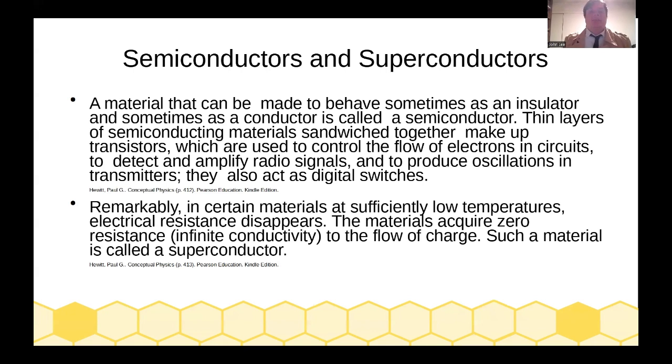A material can be made to behave sometimes as an insulator and sometimes as a conductor. This is called a semiconductor. Thin layers of semiconducting materials sandwiched together make up transistors, which are used to control the flow of electrons in circuits, to detect and amplify radio signals, and to produce oscillation in transmitters. They also act as digital switches.